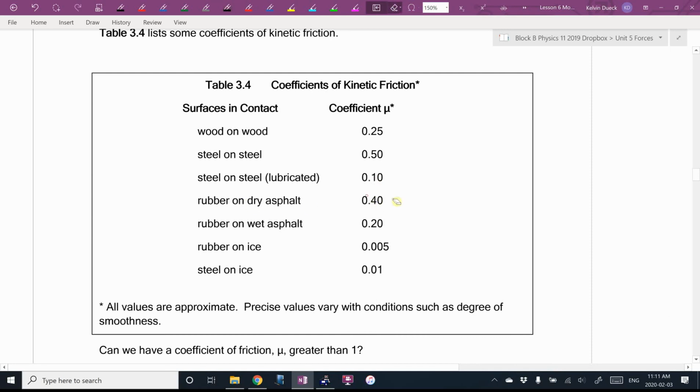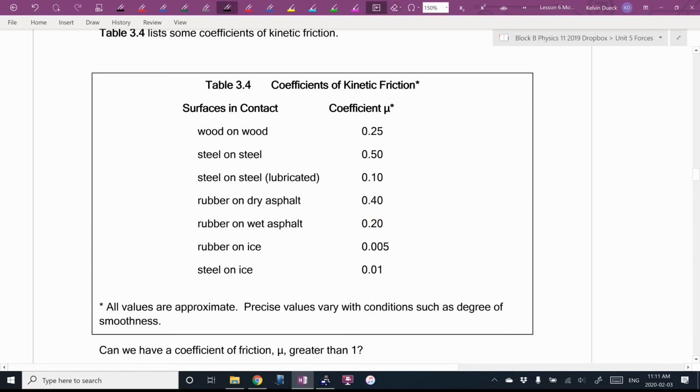Rubber on dry asphalt, this one really varies. It depends on temperature. On a hot day, pavement is stickier versus on a cold day. So it can be anywhere from 0.4 to 0.7-ish, depending on the circumstances. But what do you notice when it's raining? What happens to your mu? What happens to the coefficient of friction?